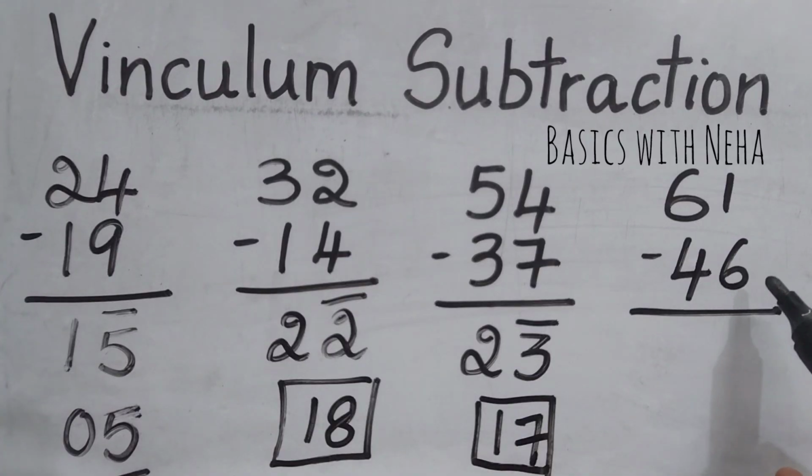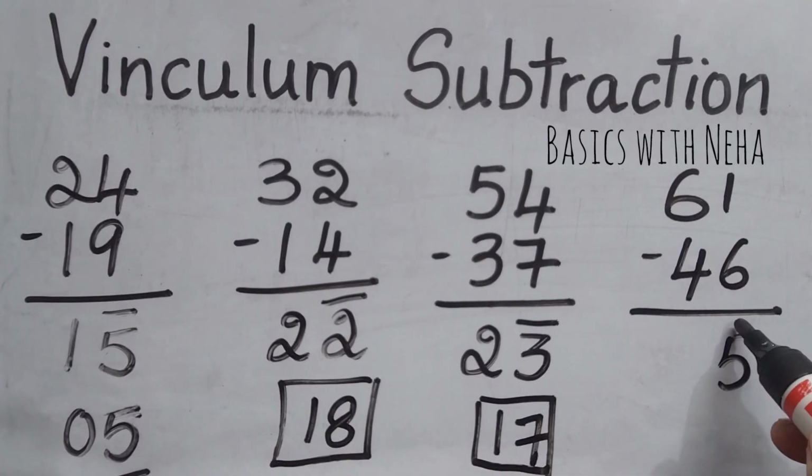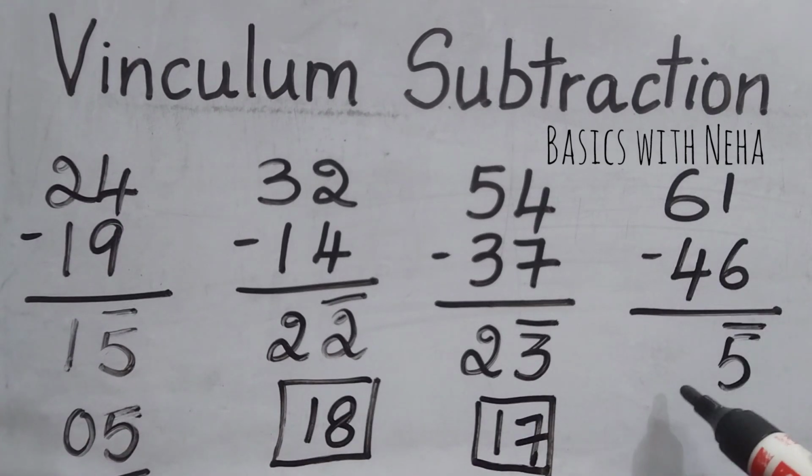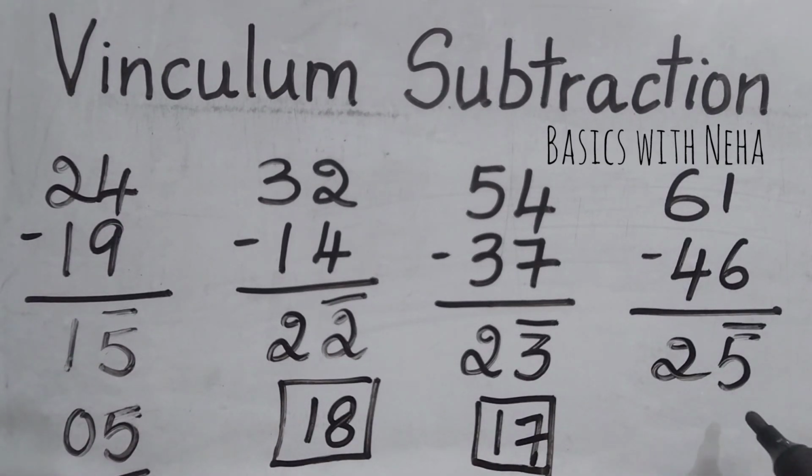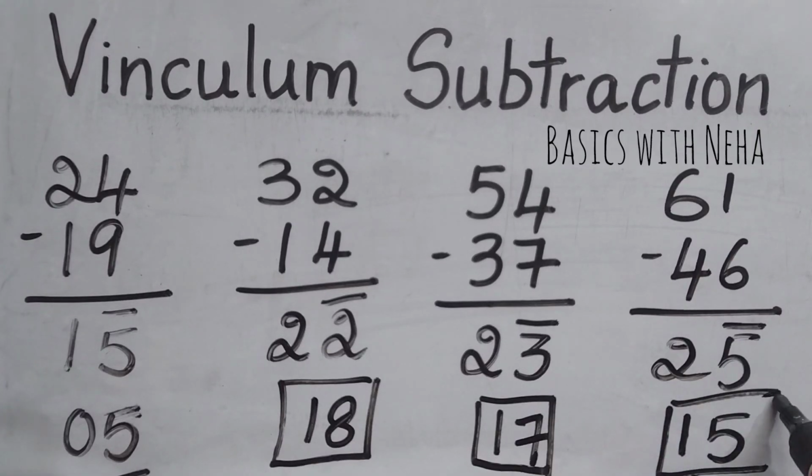61 minus 46. 6 minus 1 will give me 5. Put a bar on that. 6 minus 4 will give me 2. And de-vinculate this. 5, I have removed the bar and decreased by 1. The answer is 15. Now let's try with large numbers like 3-digit, 4-digit and 5-digit.